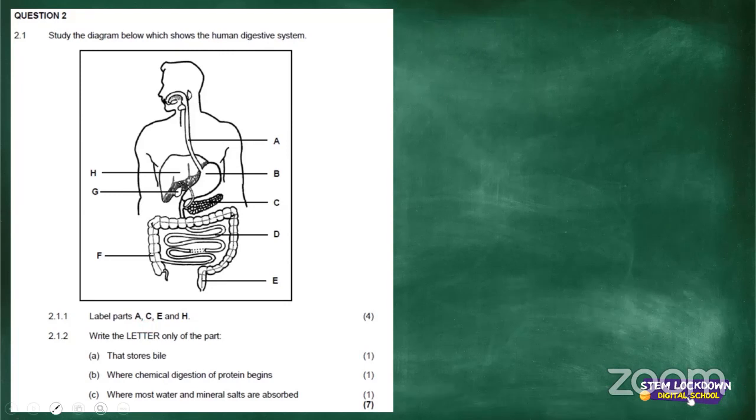Part C, okay, let me just get a pen so that I can write it down. So that is your esophagus. All right, part C, that is an accessory organ. If you guys remember, it is an accessory organ, and this is where we said there is a release of the hormones called insulin and glucagon. All right, so part C is the pancreas.